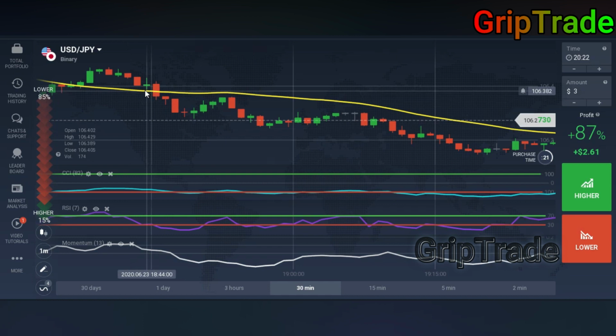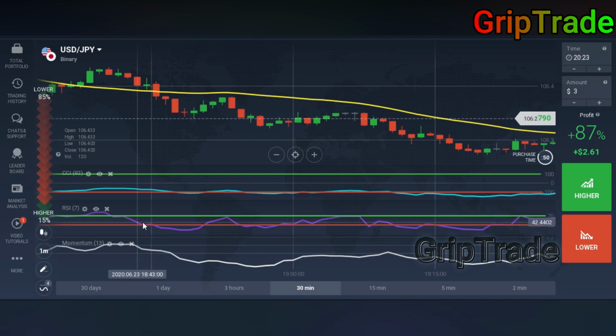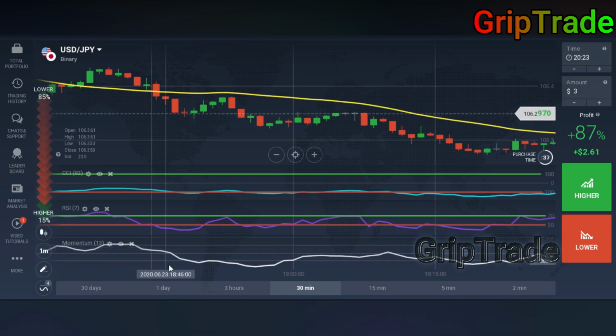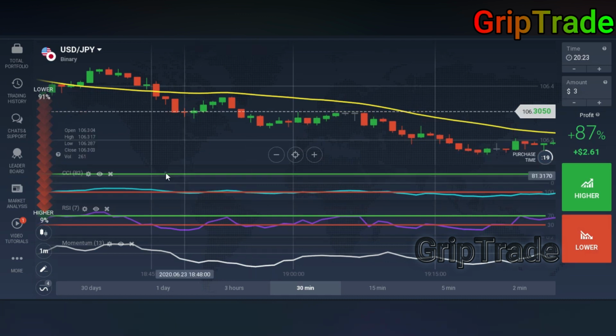If the moving average yellow line intersects, touches the red candle, the CCI blue line goes beyond the red line, which is the lower 100 point, and RSI also intersects and goes beyond the red line, which is the 30 point. Similarly, momentum is at that point very near to the lower baseline. All you need to do is put a sell trade. You need to put a lower option, a put option for this particular time period.